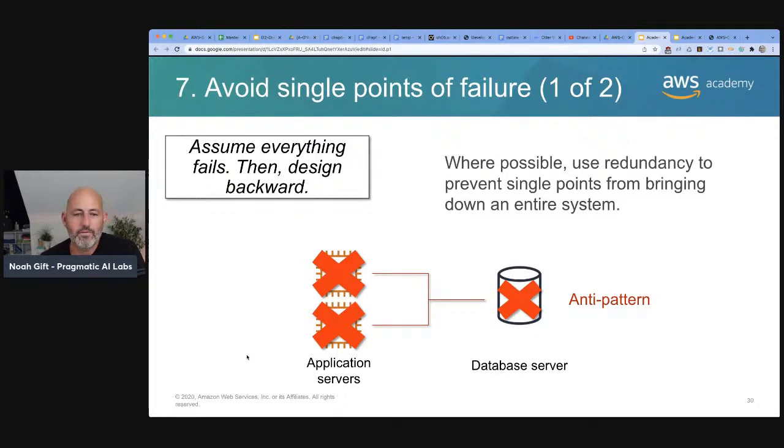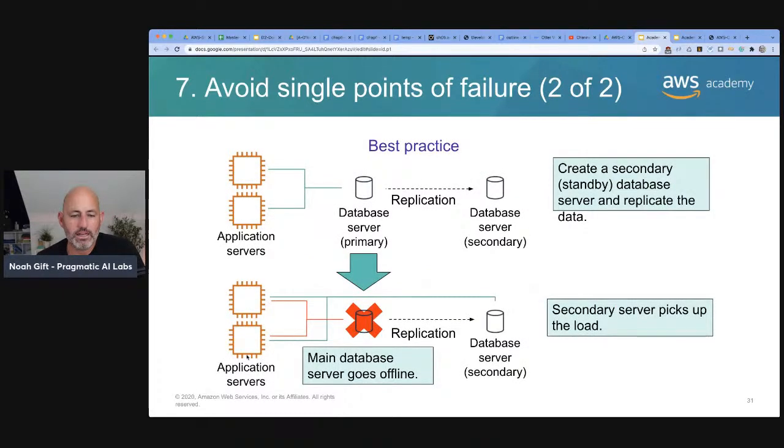You don't want to have everything in one monolithic application. A best practice would be you have application servers, you have database servers, you have a secondary database server. Your main database, if it goes offline, there's replication. Really, the single points of failure is a real problem that should be avoided.